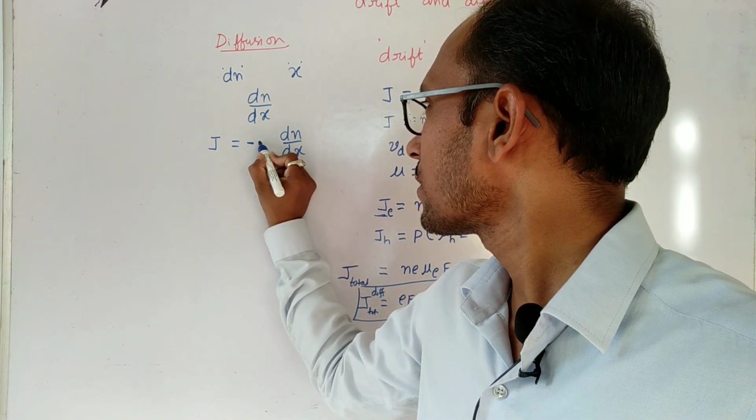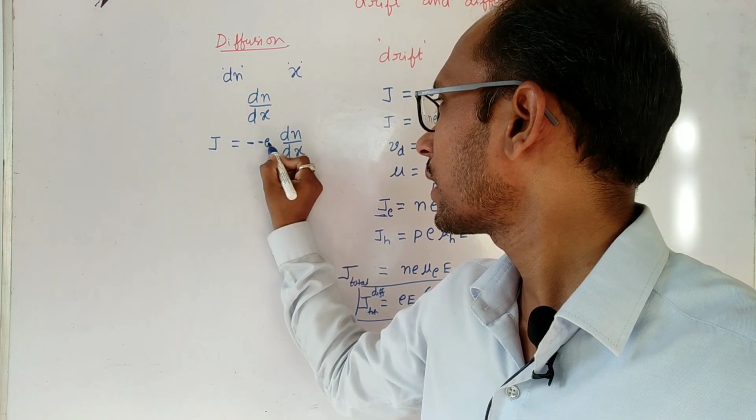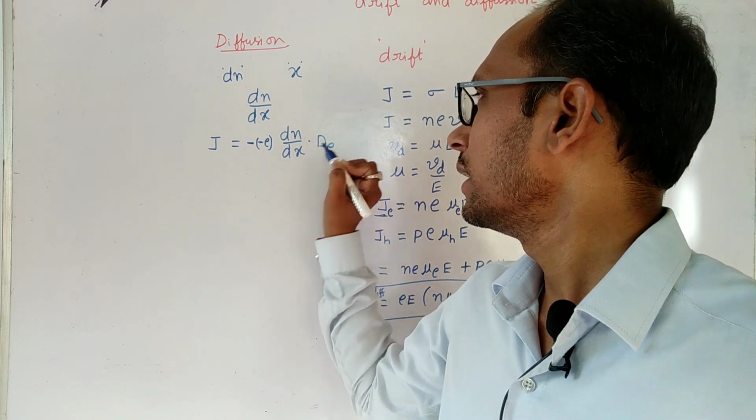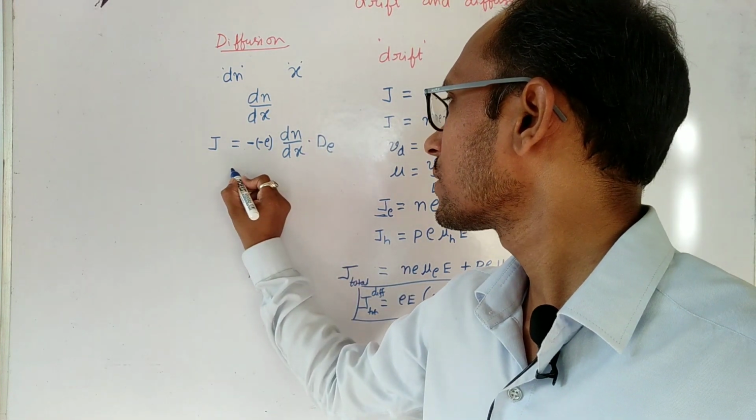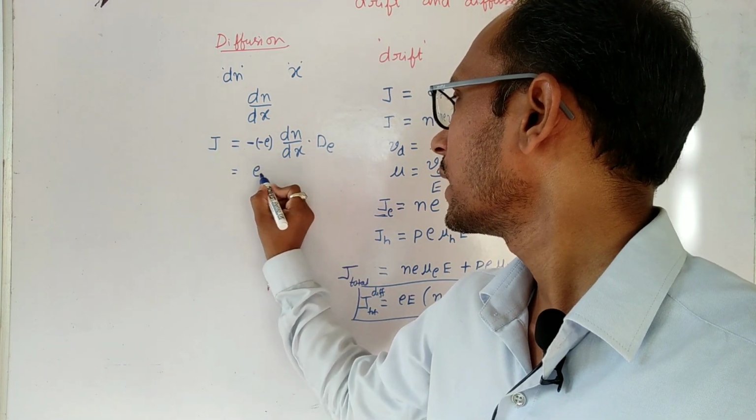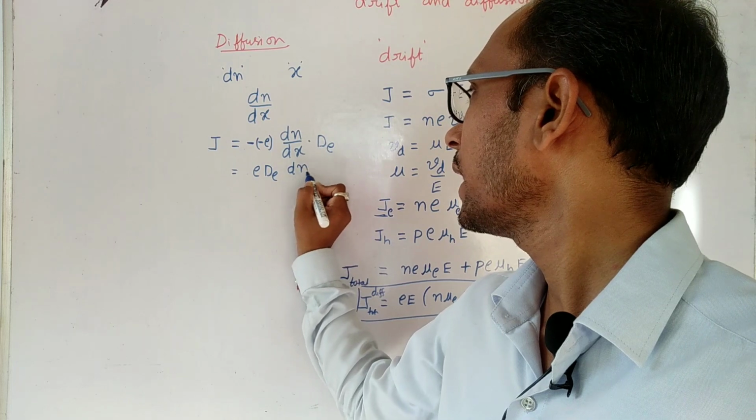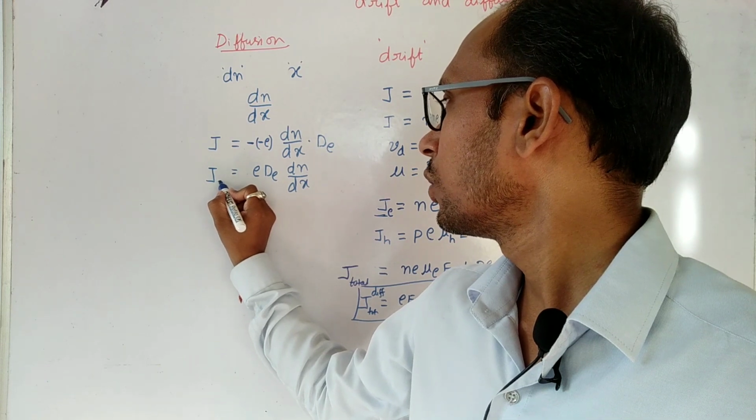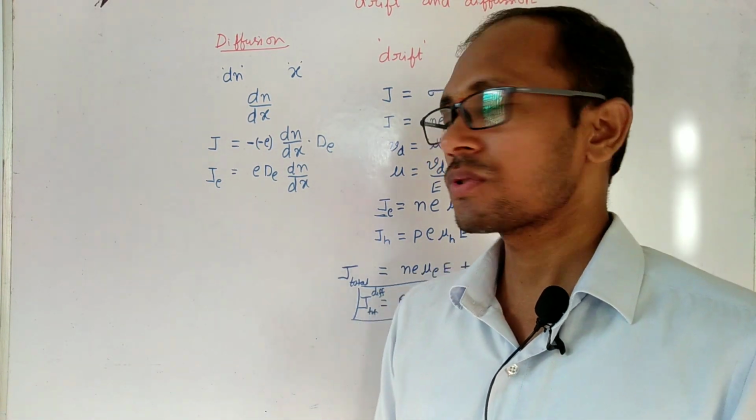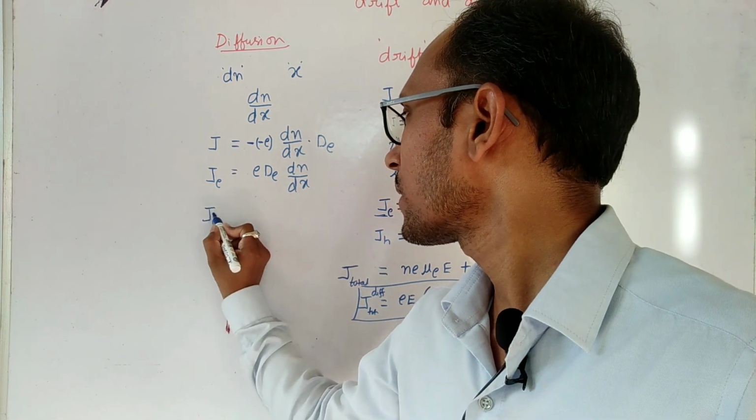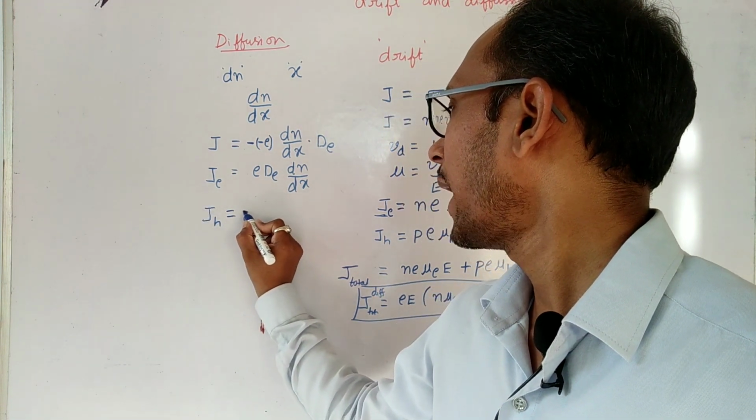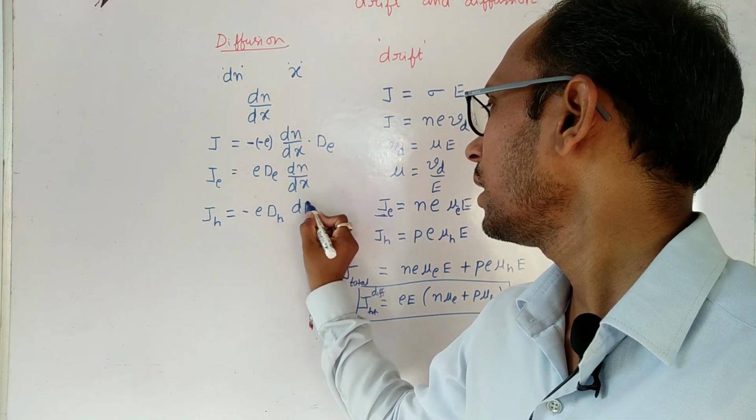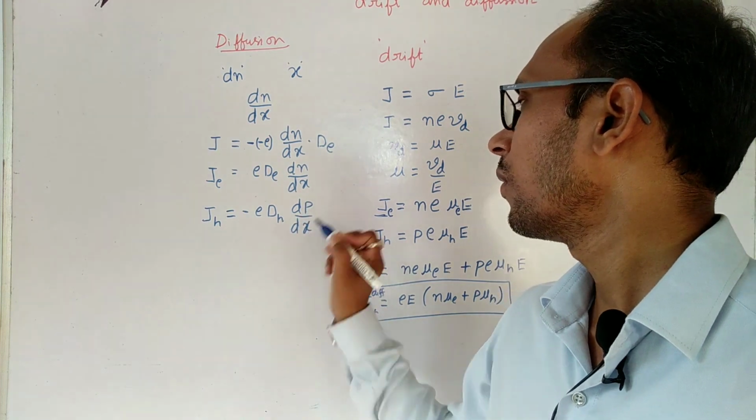And we have the charge of the electron, e, and the diffusion coefficient D_E. So for the electrons, minus and minus gives plus: J_E = e D_E dN/dx. This is the diffusion current density due to electrons. Similarly, if you write the same expression for the holes, J_H is equal to minus e into the diffusion coefficient of the holes D_H times dP by dx, where the concentration of the holes is P.